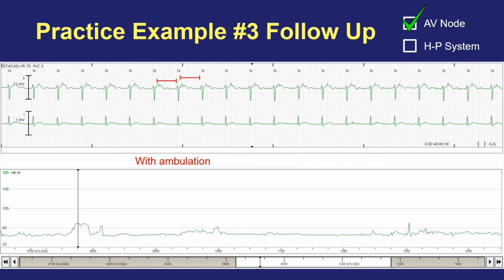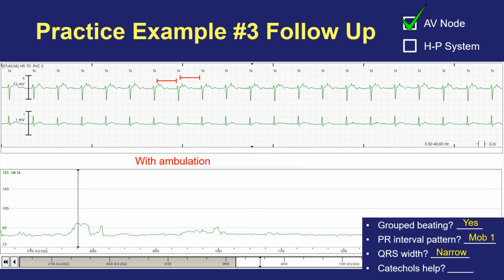This is consistent also with AV node level block. So on top of our checklist that we had 3 out of 3 items pointing to the AV node, we actually now have a 4th checklist item, which is that catecholamines improved conduction, further solidifying our assessment that this is block at the level of the AV node, not something that we worry about in terms of safety.